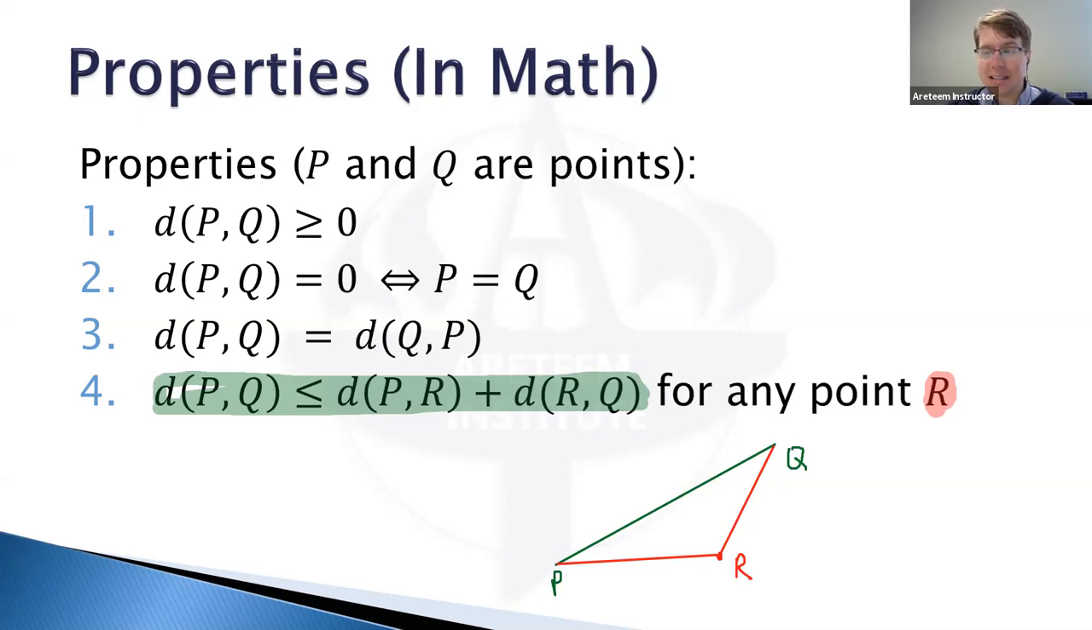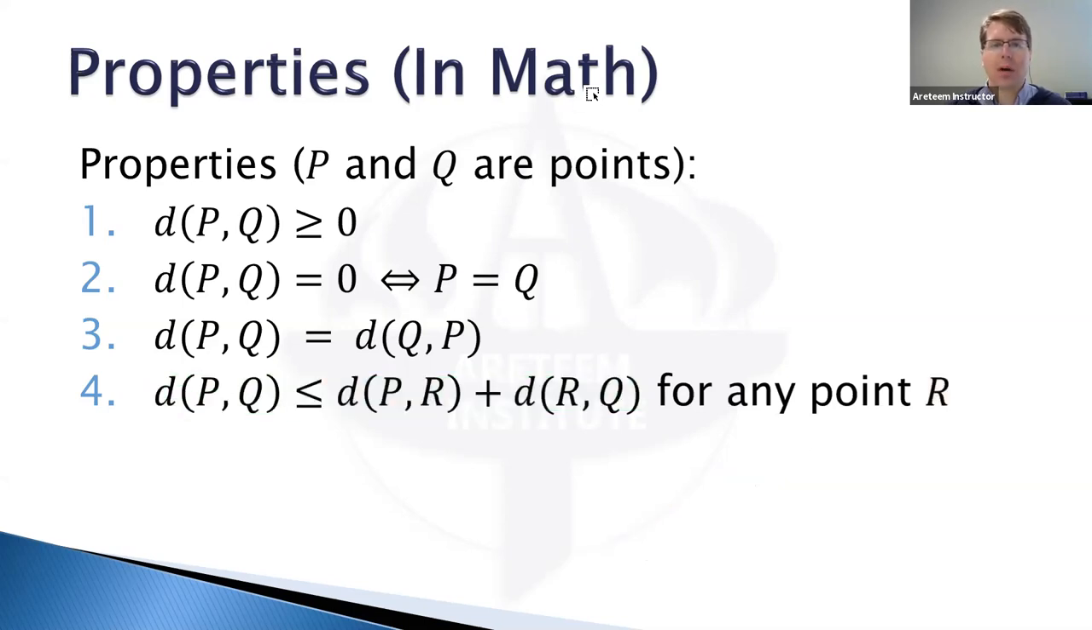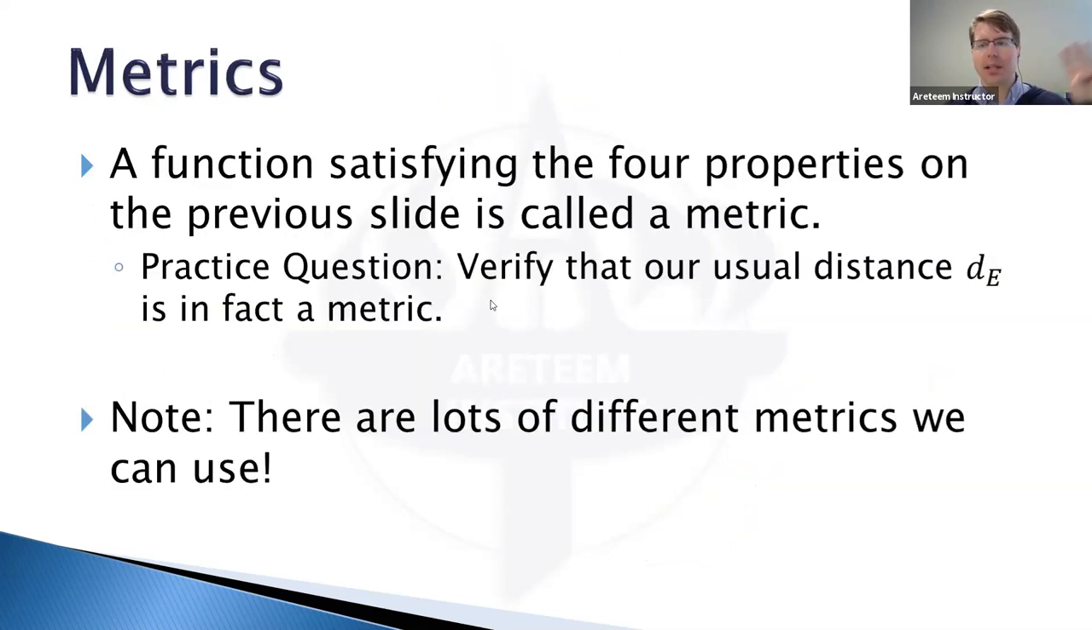So depending on the distance metric you're using, you need to be a little bit more careful with some of those things. But for our standard distance, Euclidean distance, this is pretty obvious. So these four properties put together are what we refer to as a metric. If you have a function from your space to the real numbers satisfying these four properties, mathematically speaking, we would call it a metric.